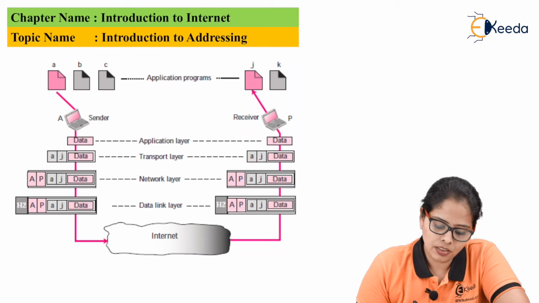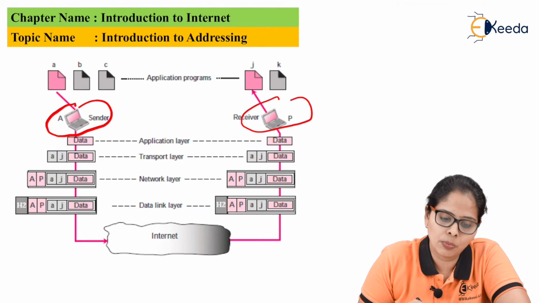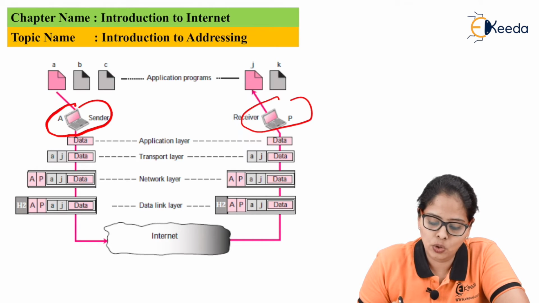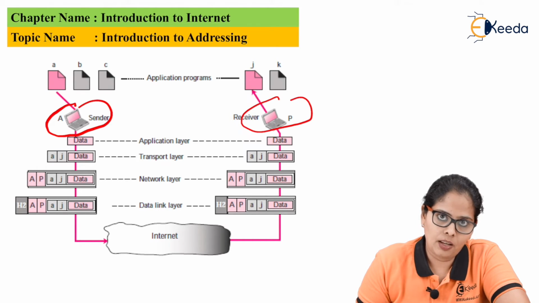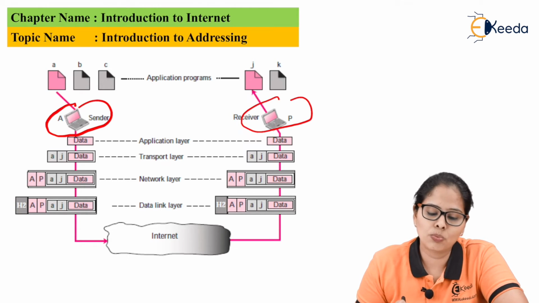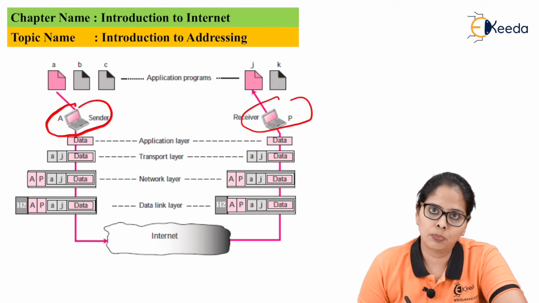Now see here, this is my sender and this is my receiver. In the sender, three processes are going on, that is A, B, C. In the receiver, there are two processes going on. Now process A wants to communicate with the J process of the receiver. So process to process communication is possible because of port addressing. Here the application layer, transport layer will assign the port address. The network layer assigns the logical address. The data link layer assigns the physical address.